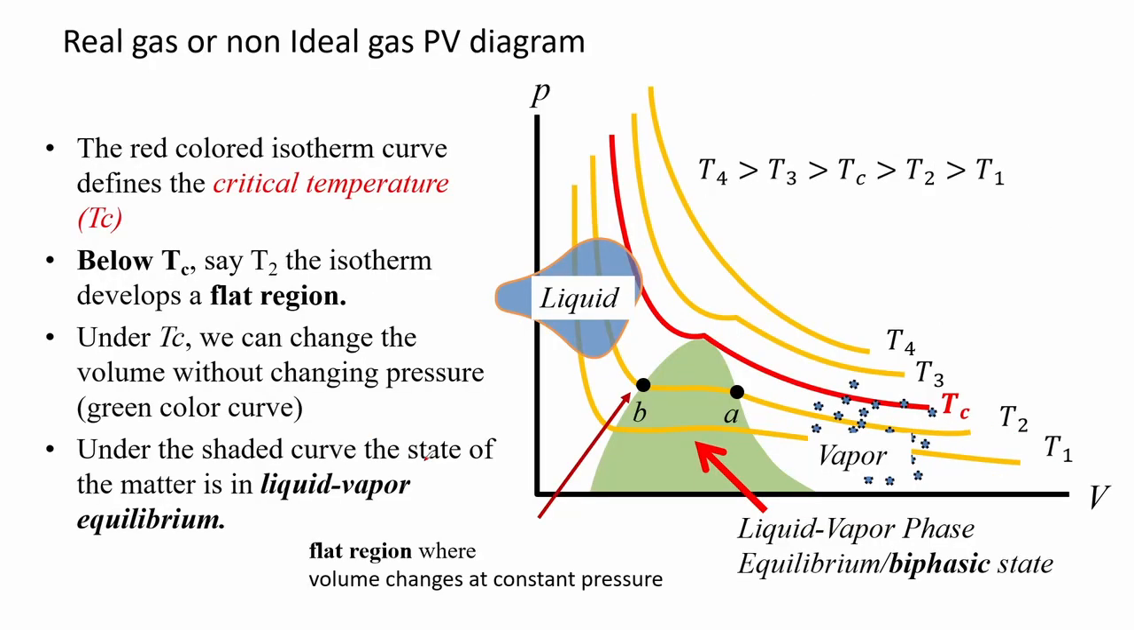Here we have the pressure-volume graph for a real gas. The red-colored isotherm curve defines the critical temperature Tc. Below the critical temperature, say T2, the isotherm develops a flat region. In this region, we can change the volume without changing pressure. Under the shaded curve, the state of matter is in liquid-vapor equilibrium. This means that in this region liquid and gas coexist, and it is also known as the biphasic state.